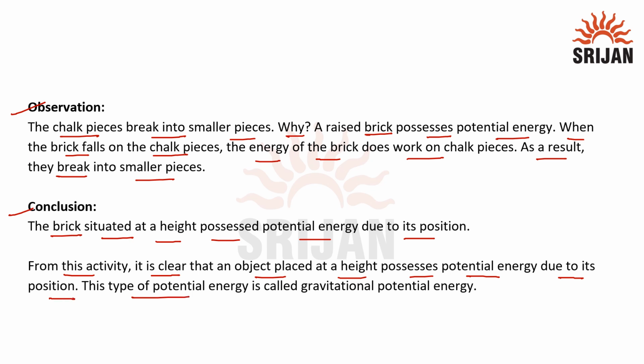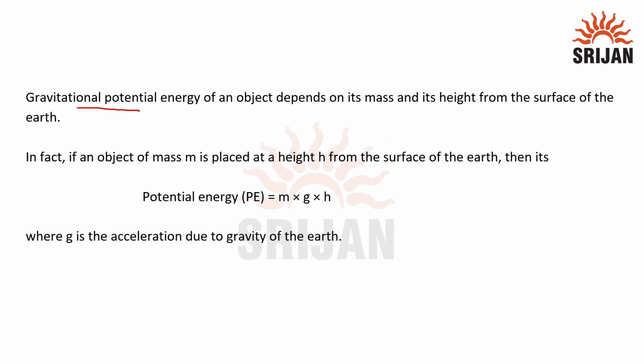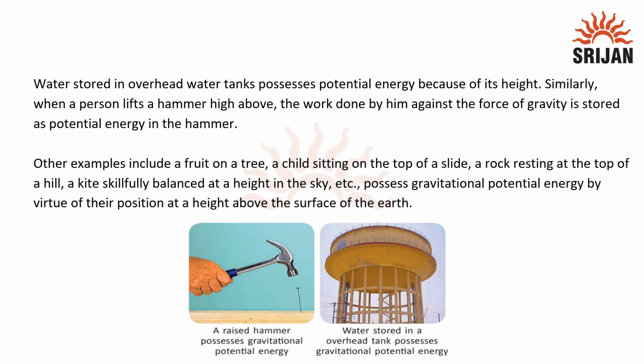And this type of potential energy is called gravitational potential energy. Gravitational potential energy of an object depends on its mass and its height from the surface of Earth. In fact, if an object of mass m is placed at a height h from the surface of Earth, then its potential energy Pe is equal to m into g into h, where g is the acceleration due to gravity of Earth. Here we have some examples.